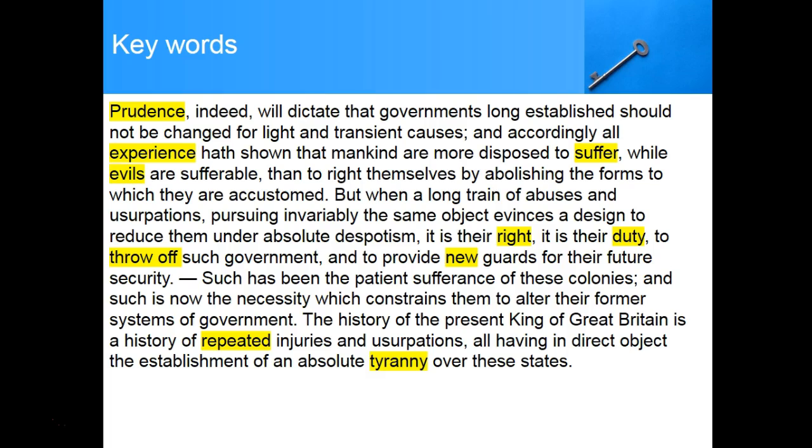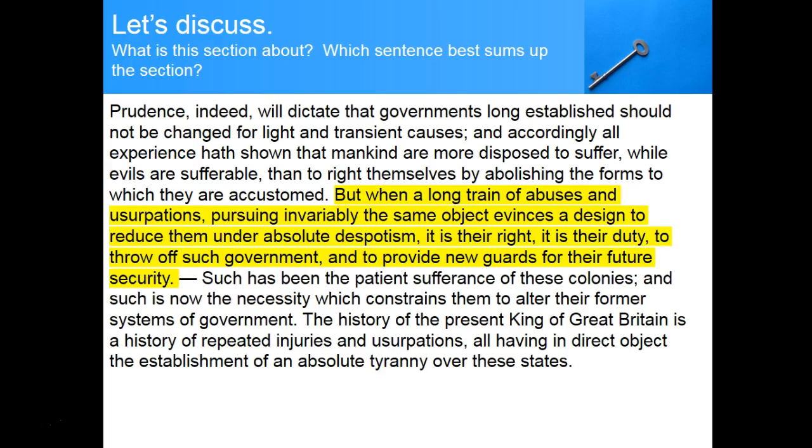And then experience is guiding them, and their suffering and the evils that they've dealt with, and it's their right and duty to throw off and to come up with a new government. They're not going to put up with these repeated injuries and usurpations, and they're not going to put up with the tyranny. So what's this section about if you had to choose one sentence?